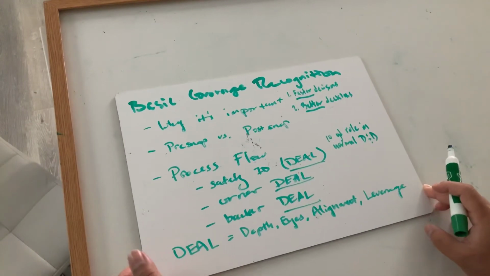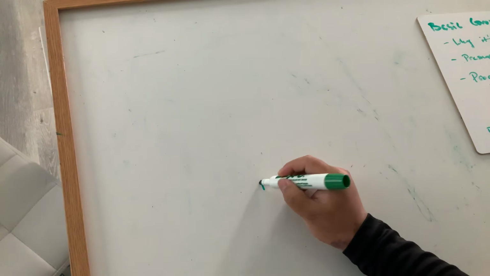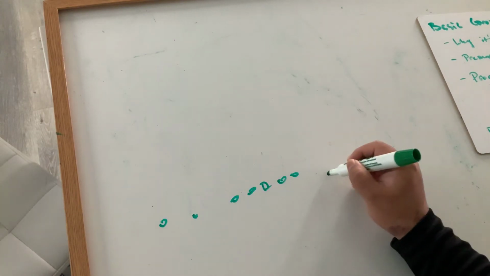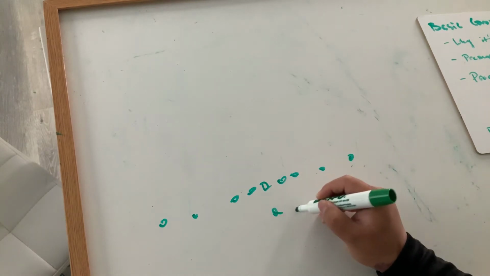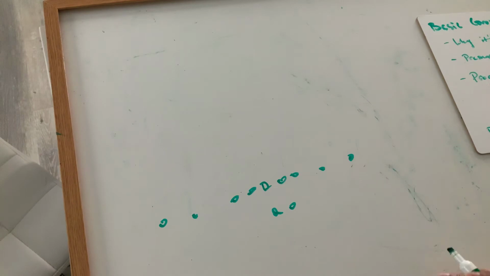So the first thing we want to do, I'm going to take this away for a moment, is we want to look at safety identification. So we've got an offense here. Let's say they're in 2x2, quarterback's in gun, and you've got a back that is offset.